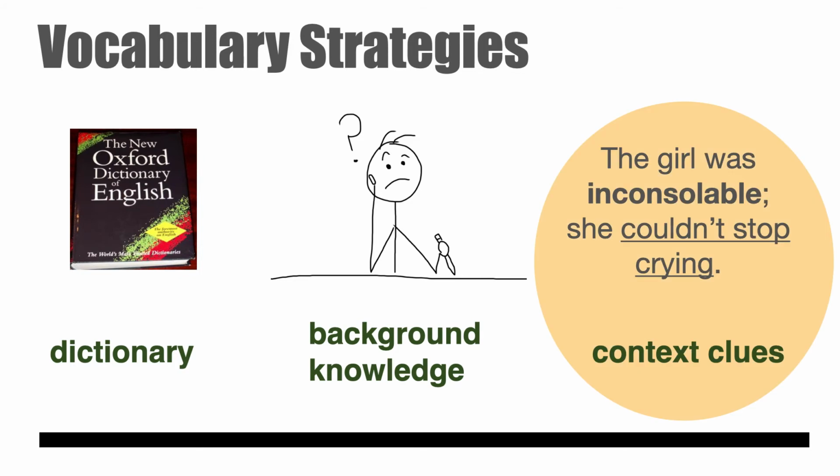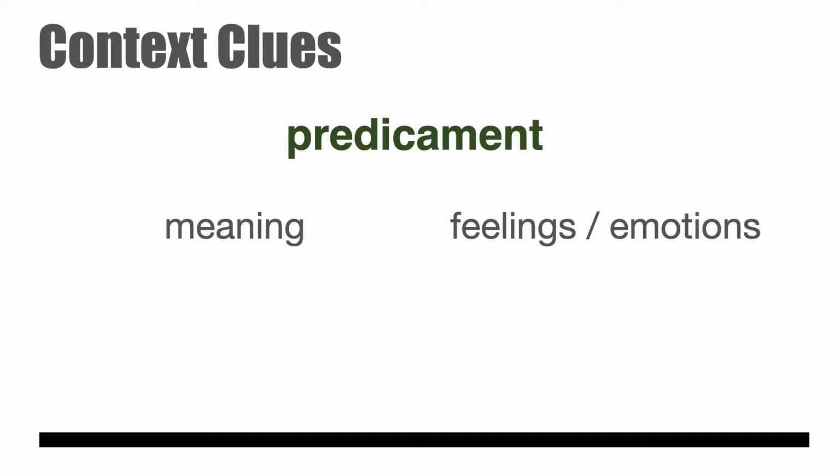In this video, we're going to talk about how to not only use context clues to identify the meaning of a word, but also how to use those clues to identify the feelings or emotions that the author is trying to create in their word choices. Here's what this looks like. Authors sometimes choose words, not just for the definition or the meaning of the word, but also for the feelings or emotions that that word creates.